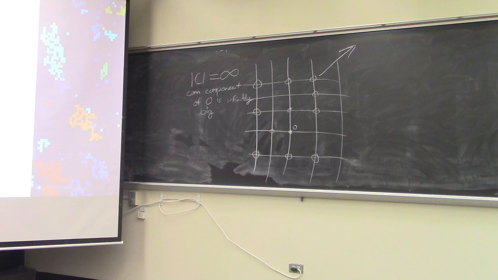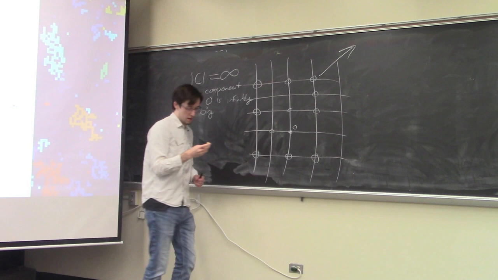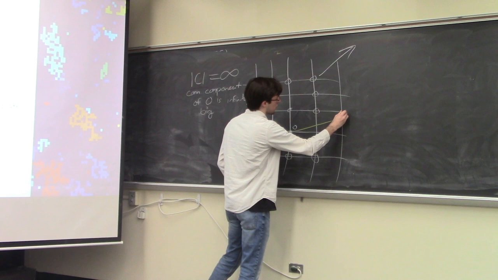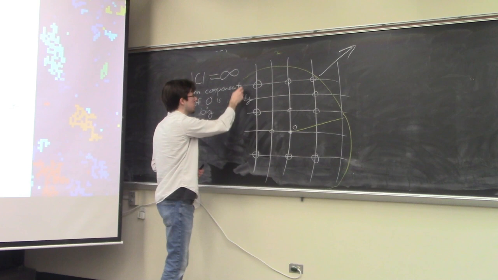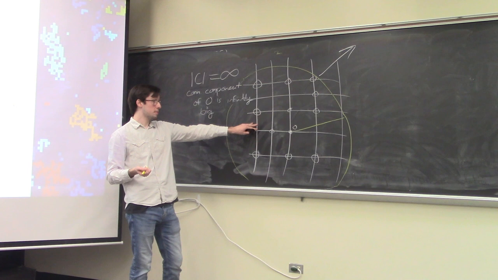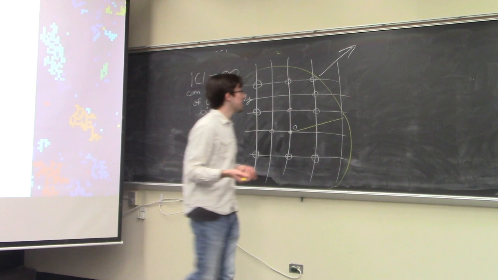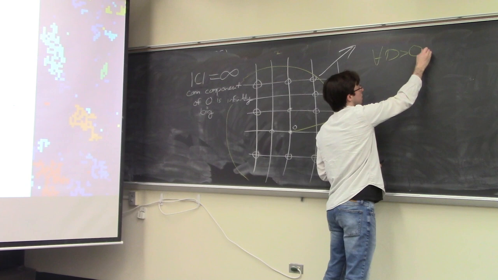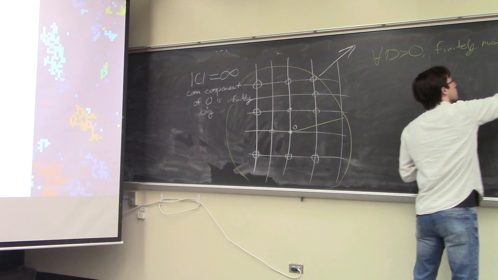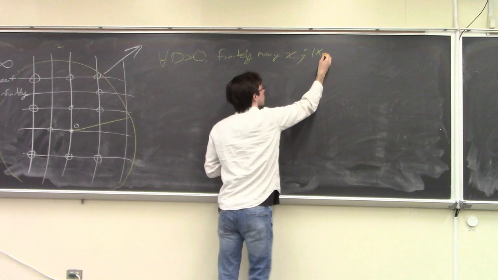In this case, for any diameter that I try to put on this graph, let's say that I imagine a big ball about the origin, and it doesn't need to be the Euclidean metric, it can be any norm metric that you want on the space. There's only a finite number of points that live inside this ball. That is to say that for every diameter d that's greater than zero, there's only finitely many x such that the norm of x is less than d.